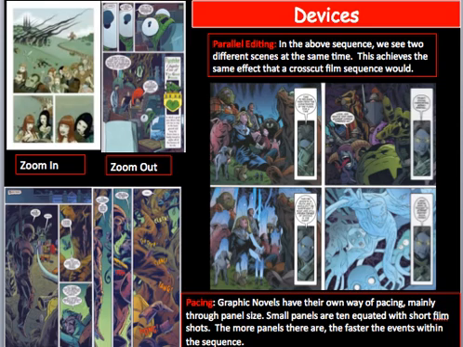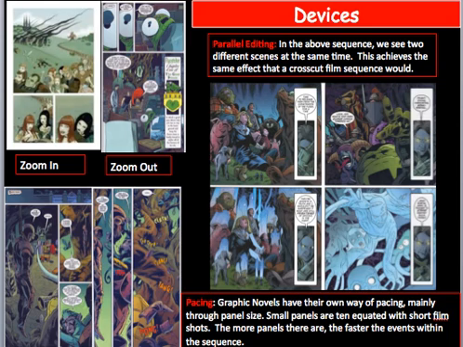So here we have some devices. As we see, I show the zoom in and the zoom out, and what that can be used for. For the first one, you get the establishing shot in the beginning, and then they zoom in to focus on the characters that they want to. Then there's the zoom out, where you can concentrate on one thing, but as you zoom out, you get more of an establishing shot.